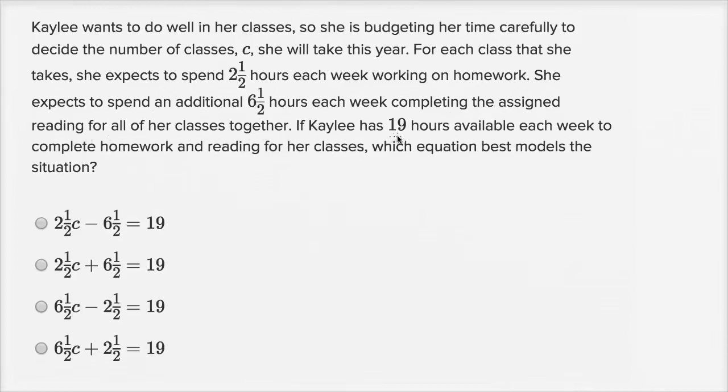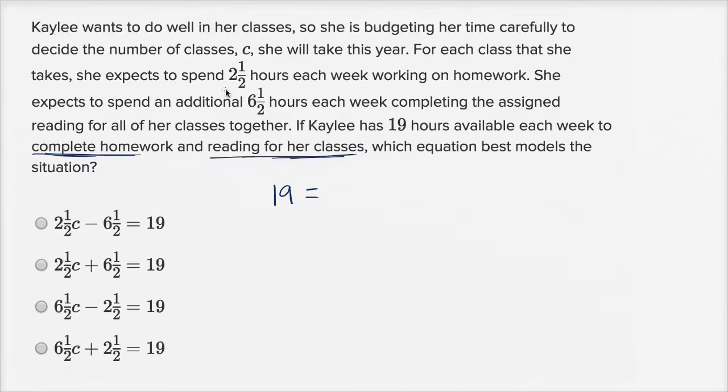If Kaylee has 19 hours available each week to complete homework and reading for her classes, which equation best models the situation? All right, so she has a total of 19 hours available each week to complete homework and reading for her classes. So how much time is it going to take her to complete the homework?